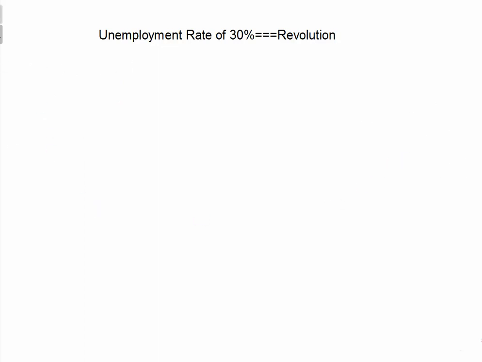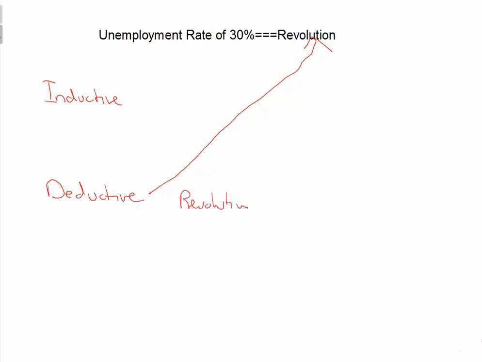Then we talk about inductive and deductive logic. And again, bad handwriting. In deductive logic, you would look at the revolution point first. You would look at, okay, so we have a revolution, and let's track back. So you have your revolution, and you look, okay, what were the factors that caused it? 30% unemployment.